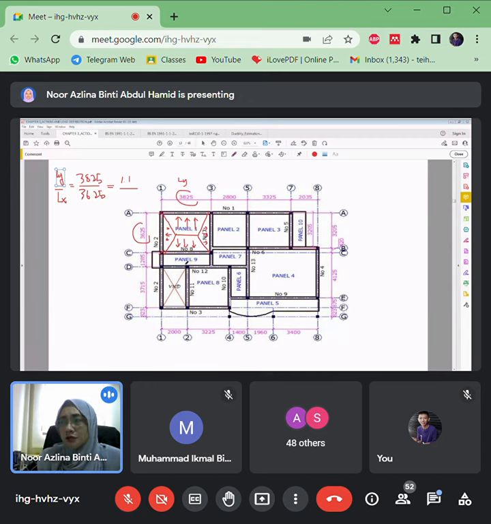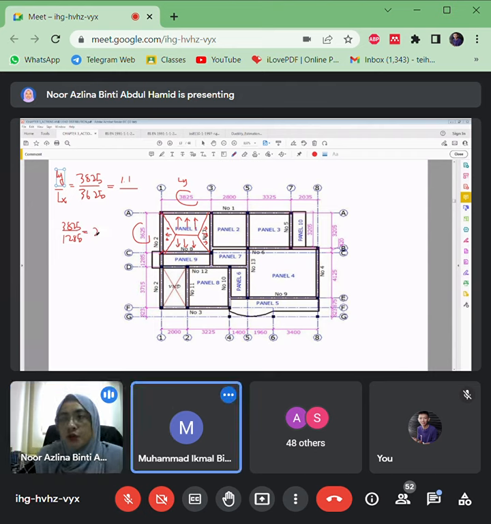Okay, how about this one? Okay, for panel 9 here, its Ly is 3825 divided by Lx, 1285. What is it? Looking at it, this is a one way. Because we want to learn, we have to confirm. What's the value of this ratio? Come on. 2.98. Okay, so that means this is a confirmed one way slab.